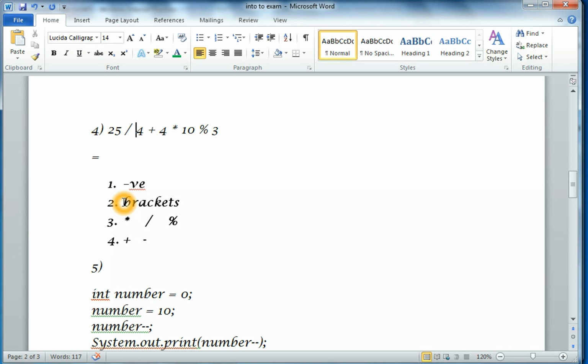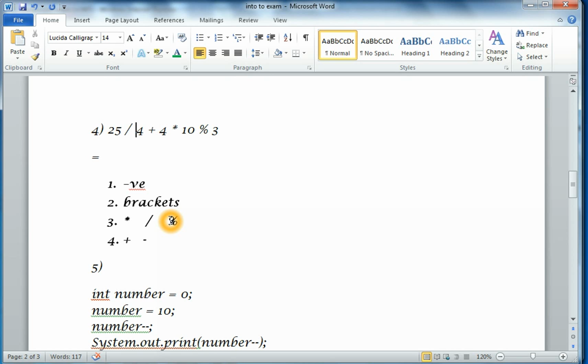And then the brackets. If there's any brackets, we do the brackets first. That's the innermost bracket first, and then the outside one. And then we look at the multiplication, division, and modulus. A lot of you get confused with this. This is nothing to do with the percentage sign. I mean, it is the percentage sign, but it's not calculating the percentage. It's the modulus. Modulus means the remainder of integer division.